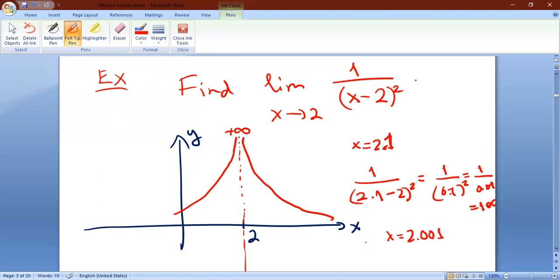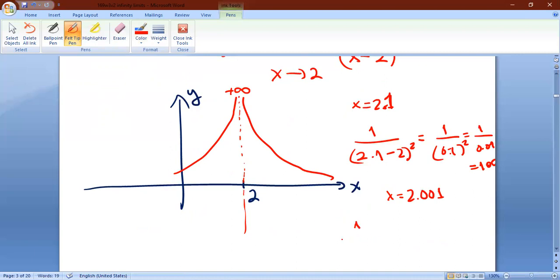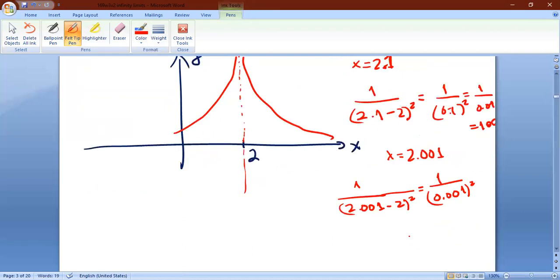2.001, and then plug it into the function. 1 over 2.001 minus 2 squared will be 1 over 0.001 squared, which is equal to 1 over 0.0, like there are 3 digits after the point, so 1, 2, 3, 4, 5, 6. Well, if you divide 1 by this number, you are going to get 1,000,000.